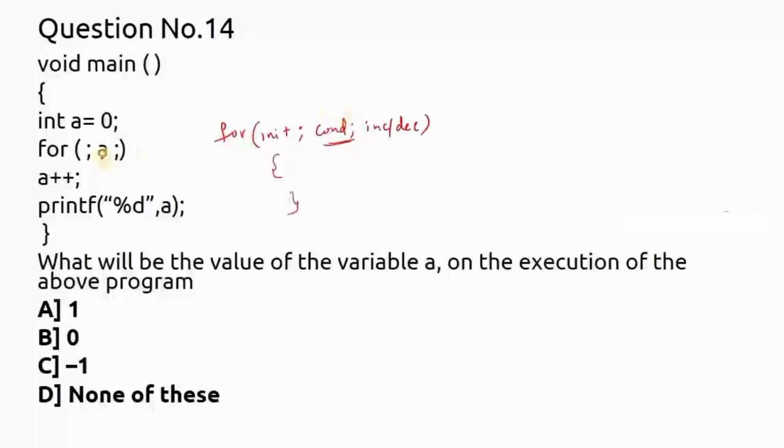But what is this condition value? A. What is the A value? 0. So already I told you, if the condition is 0 it means it is false. If the condition is non-zero it means true, and it will go inside the for loop. Now initially the A value is 0 here, and the condition is 0. That means the loop itself is initially false. That's why it will never go into the loop, it comes out. If this is true, it will increment A, but here initially it is false, so it directly comes out of the loop and prints %d of A. What is the A value? 0. So the answer is B.